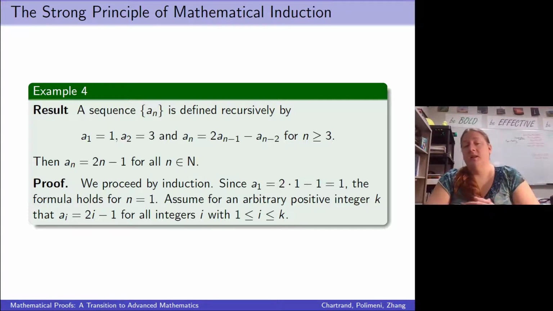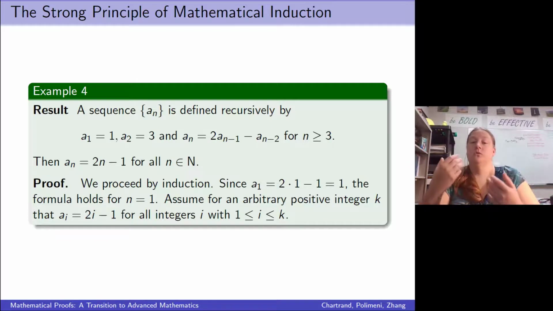I also can check that it holds for a sub 2. I can plug in 2 for n, and I get 2 times 2 minus 1, or 3. I get a sub 2 equals 3. It's not necessary to check that one to have a proof by induction, but sometimes it can give you a little bit of peace of mind to check it.